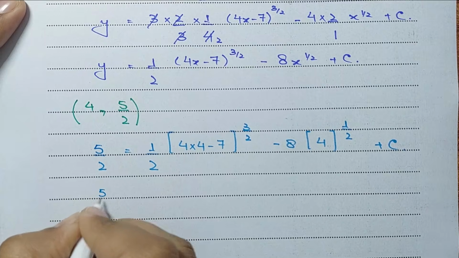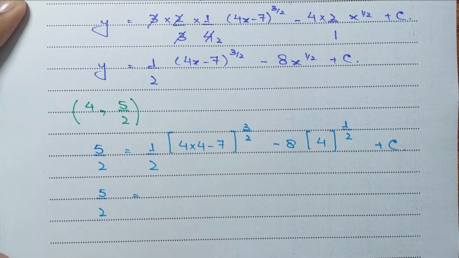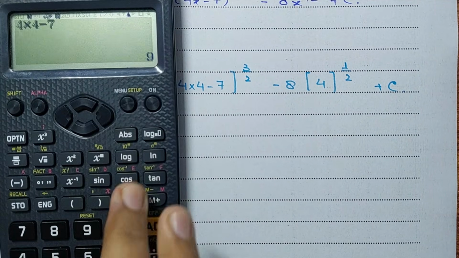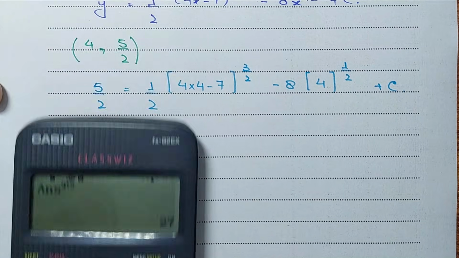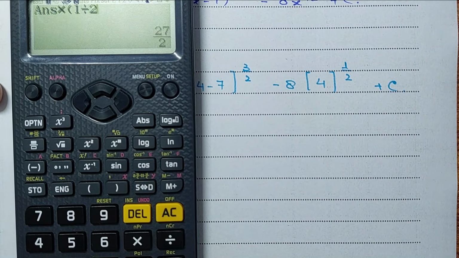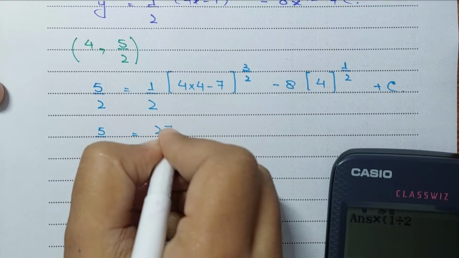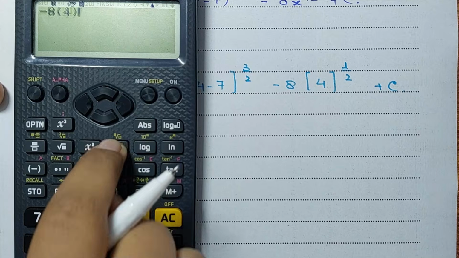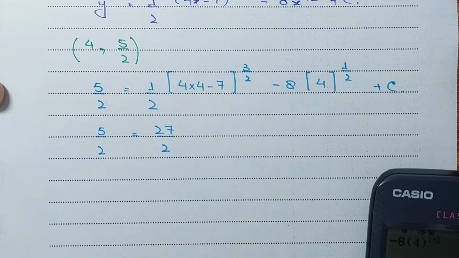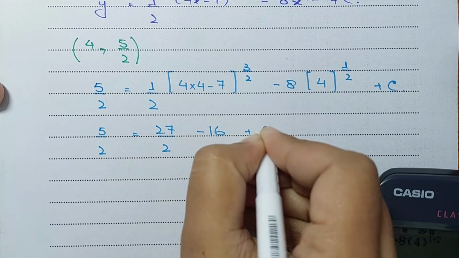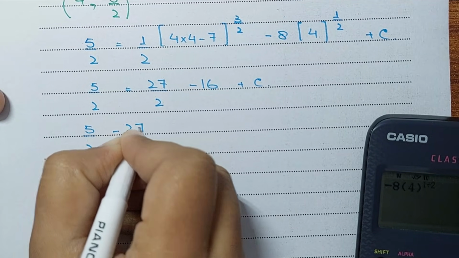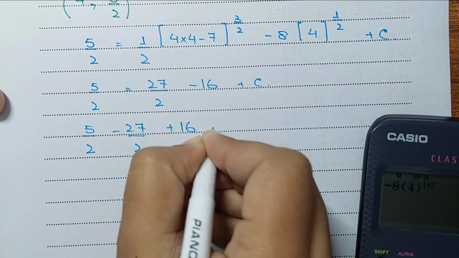So this expression is 5 by 2. Simplify this expression. 4 times 4 is 16 and 16 take away 7, 9, and its power is 3 by 2, 27, multiply 1 by 2, 27 by 2. Okay, minus 8 and 4 to the power 1 by 2, this is negative 16 plus the constant of integration. Now this is 5 by 2 minus 27 over 2 and plus 16 is your c value.